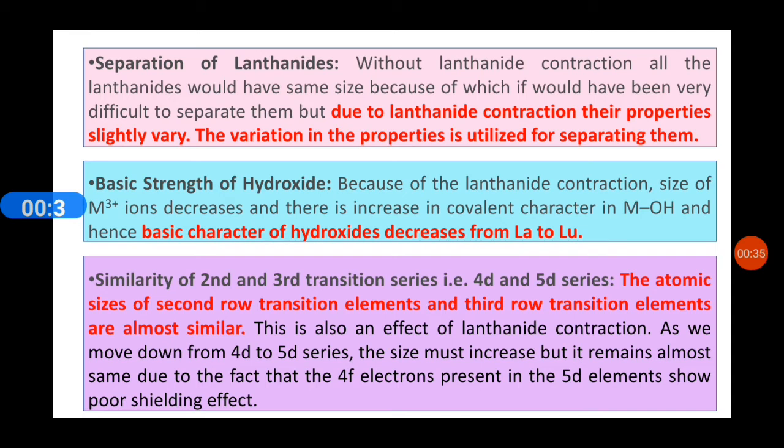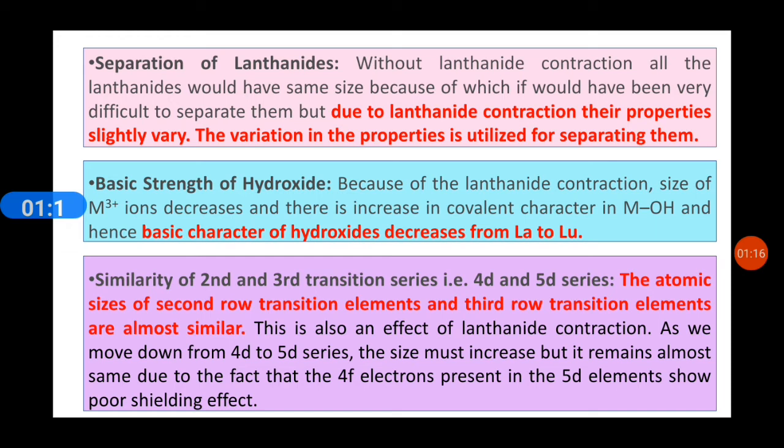Then another consequence is decrease in basic strength of hydroxides from lanthanum to lutetium hydroxide. As the size decreases from lanthanum to lutetium ion, the M-OH bond strength increases, means due to decrease in size the bond becomes stronger and release of OH minus ion is less. So you can also say that covalent character increases and thus the basic character of hydroxides decreases from lanthanum to lutetium hydroxide.